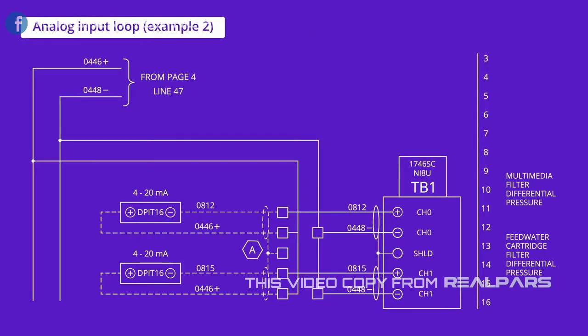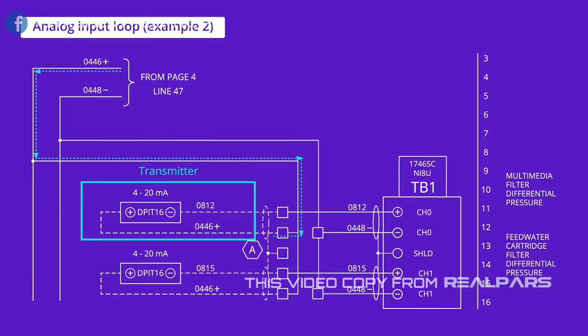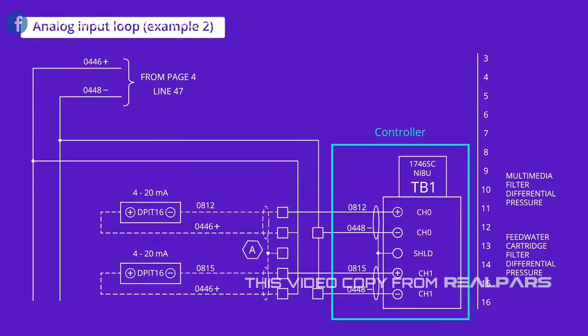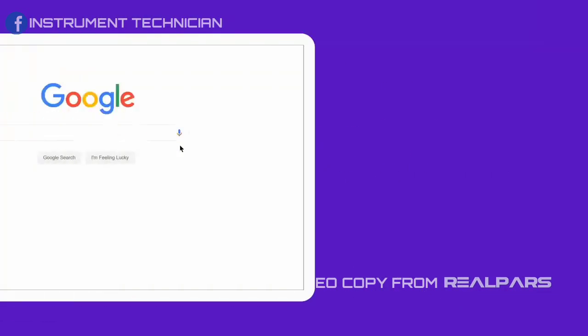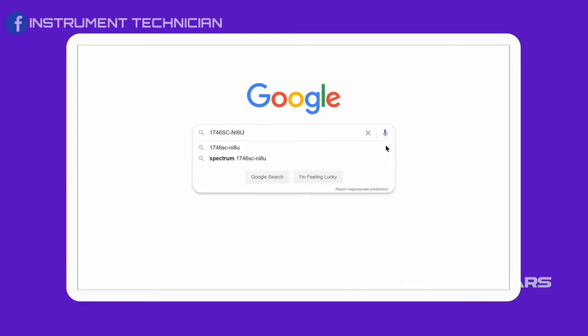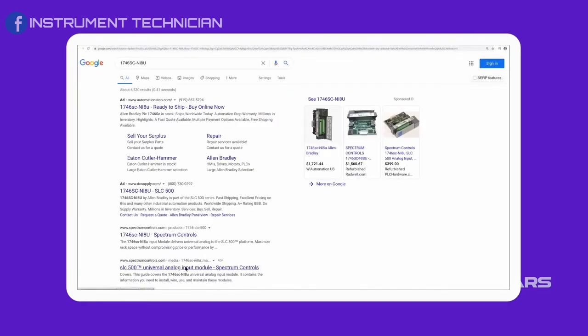Okay, let's look at another example and see if we can find the transmitter, power supply, and controller. The power supply is found on the drawing on page 4, line 47 of the entire multi-page document. The power supply is used to power many loops as well. The transmitter is connected in a two-wire configuration with the power supply and the controller through wires labeled 0812 and 0446. The controller is one of the channels, channel 0, of an Allen-Bradley SLC 500 PLC analog input module. Unfortunately, this drawing doesn't give us much of a clue as to where the module is physically located. If you want more details about the analog input module, do a Google search for 1746-NI8U.